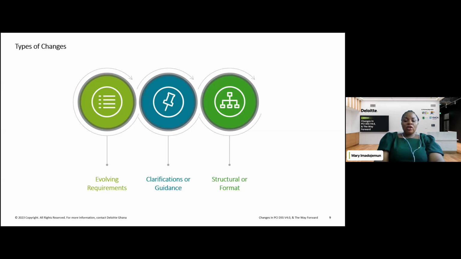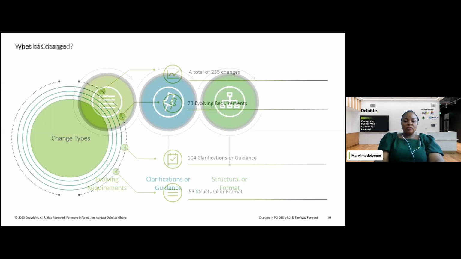For clarification or guidance, it simply means that the wordings and explanations were updated, and definitions and instructions were added to increase the understanding of providers, for future information and guidance on particular topics. For structure or format, as the name implies, it's just the structure and formatting of the content that was changed in the standard.